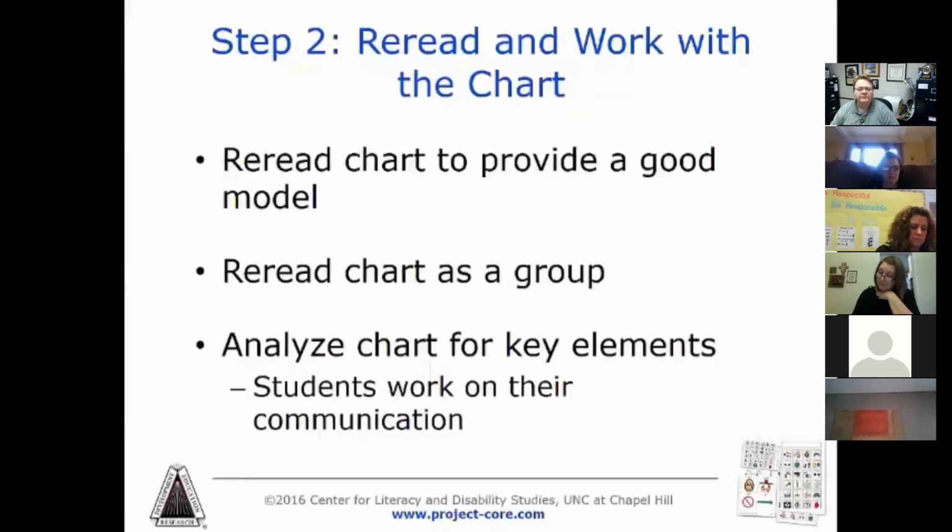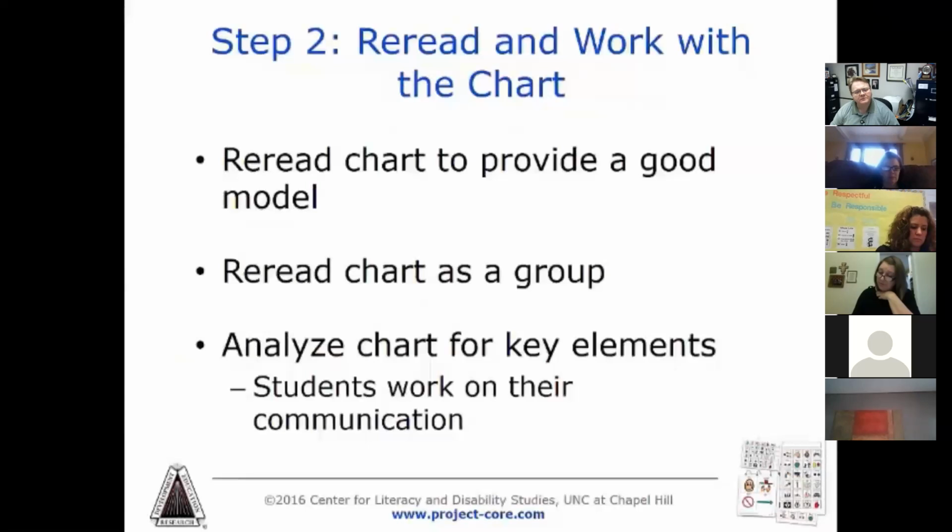After rereading the entire chart, talk as a group about each sentence. You might talk about why students made the choices they did. Once you've read the chart a couple of times, you are ready to analyze the chart for key elements. This is done by introducing the elements of text that you want the students to focus on. For example, you may ask the students to find any words in the chart that are also on their core vocabulary boards. Students work together to examine each sentence.